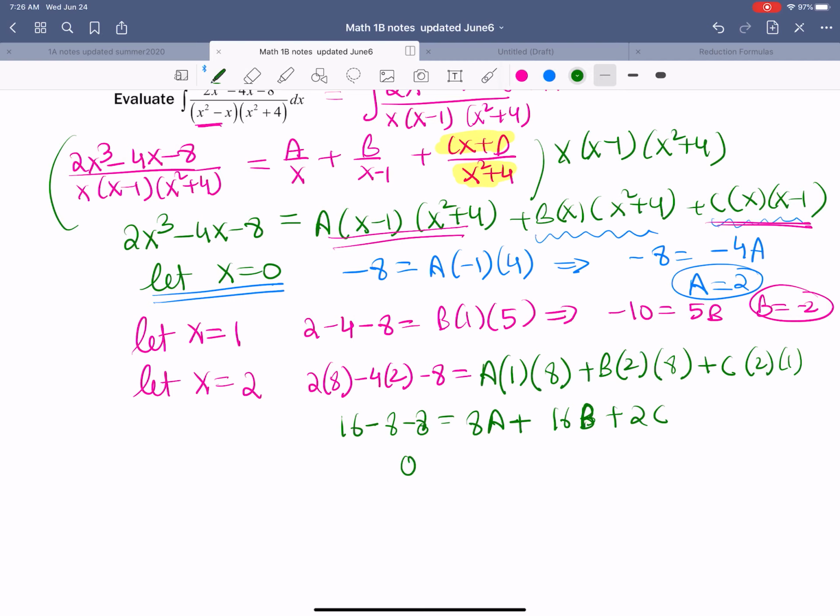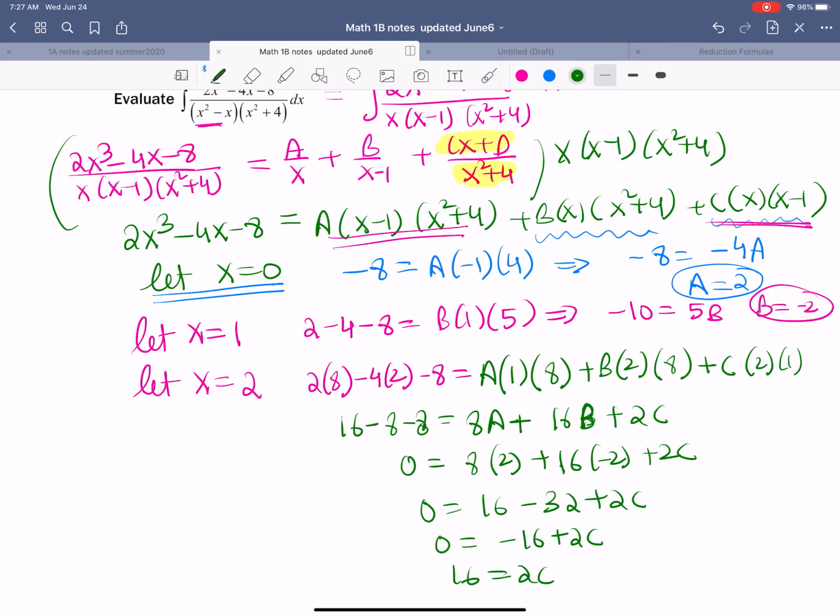16 minus 8 is actually 0. So 8 times a, what is a? Let's plug it back in. We know what a is. We also know what c is. No, we know what b is. Good. We'll be able to find out c in this case. So let's plug in the b we found. 16 times negative 2 plus 2c. 8 times 2 is 16 minus 32 plus 2c. 16 minus 32 is negative 16 plus 2c. 16 is equal to 2c. C comes out to be 8 in this case.